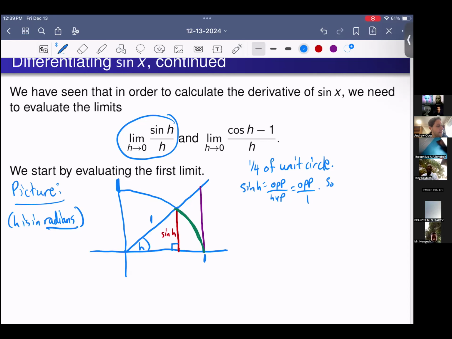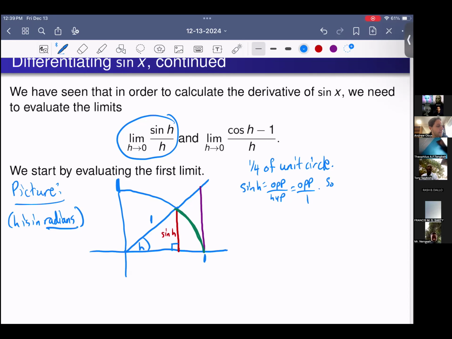From using right triangle trigonometry on this triangle, tangent of h is the opposite side over the adjacent side. The adjacent side just has length 1, since this is a unit circle. So the opposite side is just tangent of h. So that's sine of h, that's tangent of h.